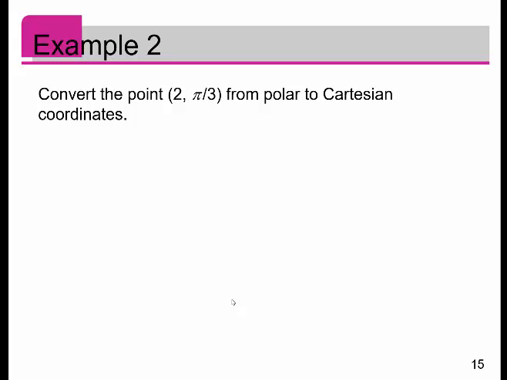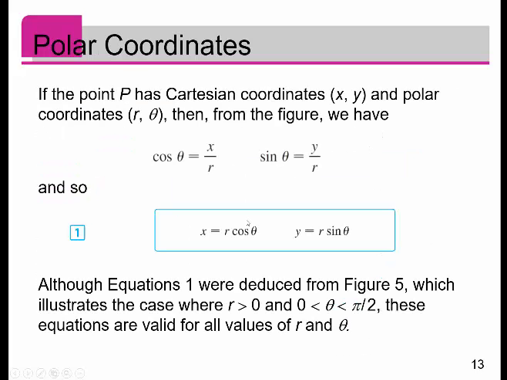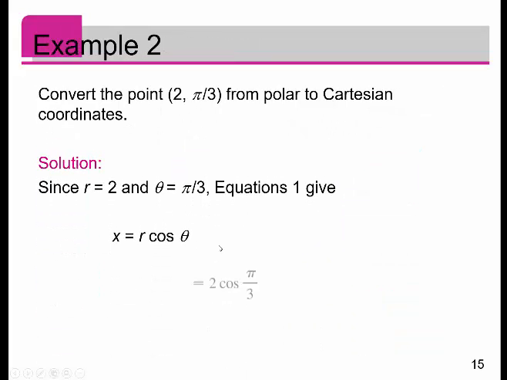So let's convert the point 2 comma pi over 3 from polar to Cartesian coordinates. So these are polar coordinates, and I want to get the x, y corresponding values in the Cartesian coordinate system. Since the radius is 2 and the theta is pi over 3, with equation 1, the x value is r cosine of theta, and y is equal to r sine of theta. So x is equal to r cosine of theta. Well, this is just 2 cosine of pi over 3, which I believe is 1/2. Yep, so 2 times 1/2. The x value is just 1.